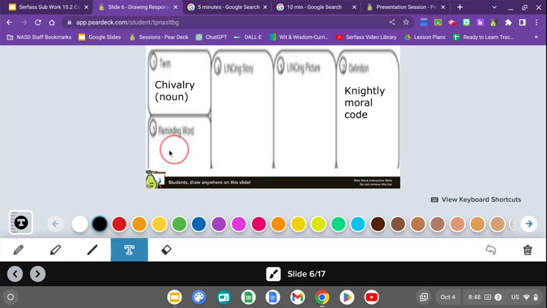I hear the word shiv. Oops. Let's make this word a little bigger, huh? I hear the word shiv. Shiv. Please take the time to put shiv in the reminding word box, please.